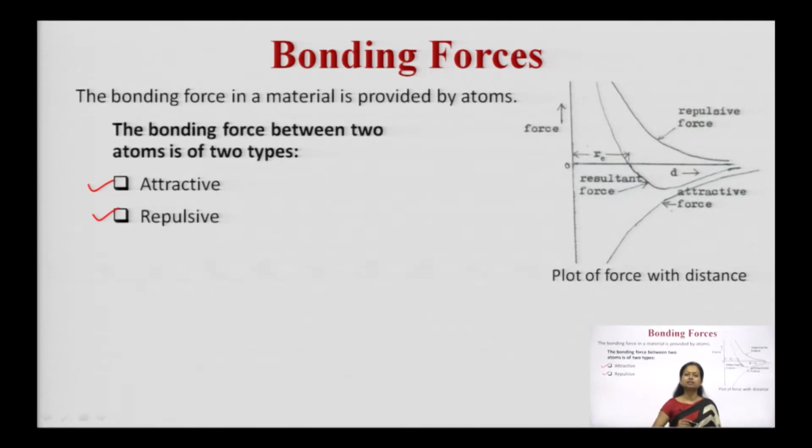But how do these bonding forces vary? You know that they exist between two atoms. It means there must be certain variation when the two atoms are moving away or when the two atoms are coming closer. Then how does this bonding force, attractive or repulsive, vary? That pattern you also need to study. So, for that let us discuss this diagram.